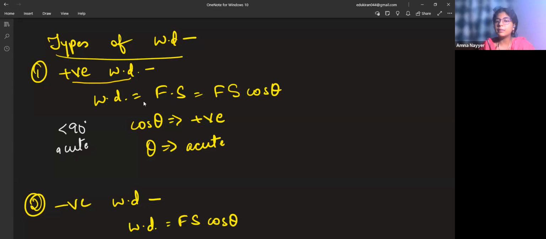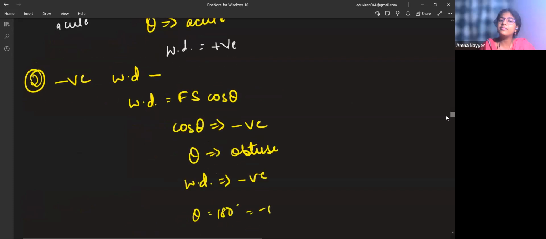Once you substitute this, work done is equal to F s cos theta, and it will also come out to be positive. So finally you will have the work done as positive. That is what is meant by positive work done. Whenever both are acting in the same direction, or at a 30-degree or 45-degree angle. Next, you have negative work done.